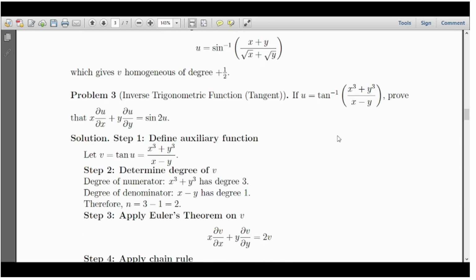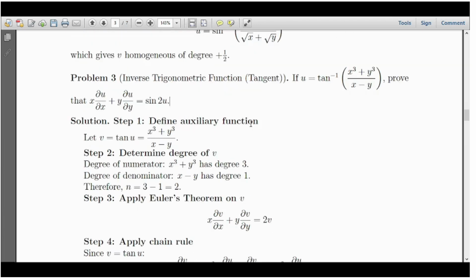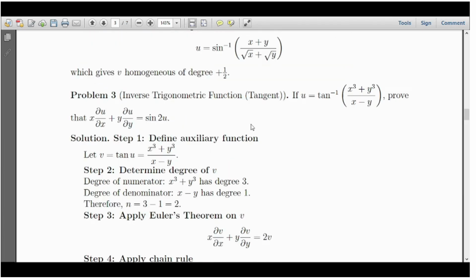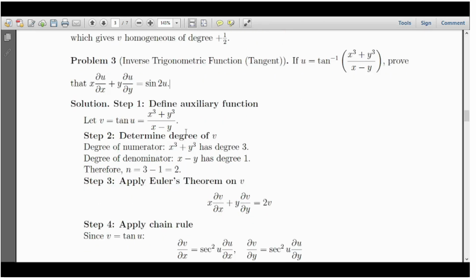then we have used that theorem. x ∂u/∂x plus y ∂u/∂y equal to n times f of u by f dash of u. Right? So first we convert it to auxiliary function, apply tan on both sides. So v equal to tan u equal to, so tan of tan inverse, which is (x cube plus y cube) by (x minus y). So how to find out the degree?